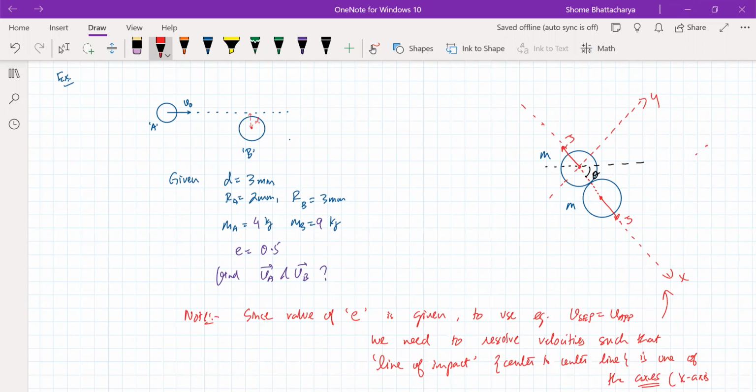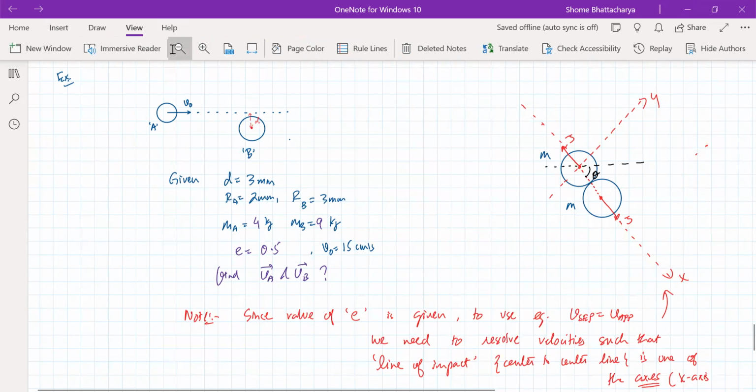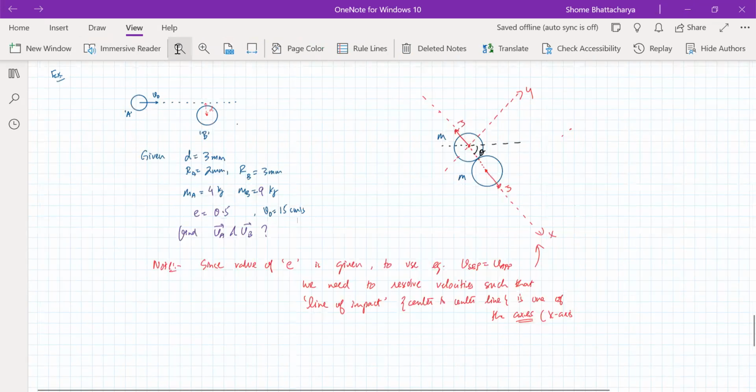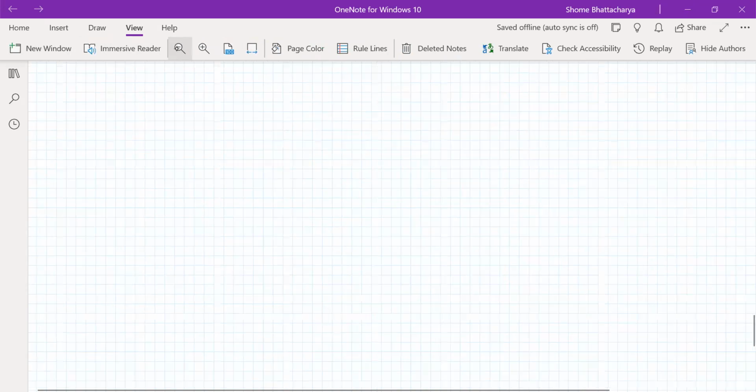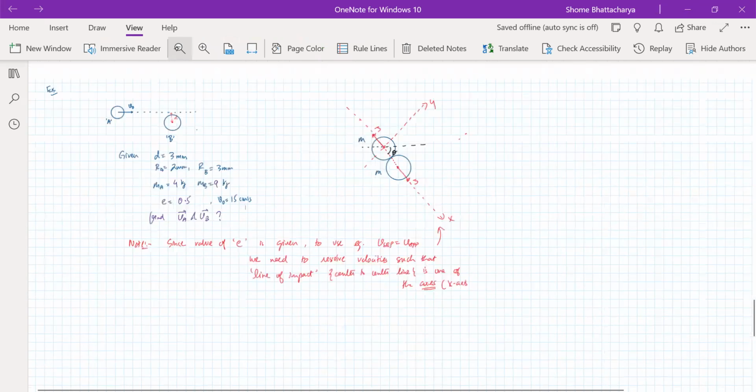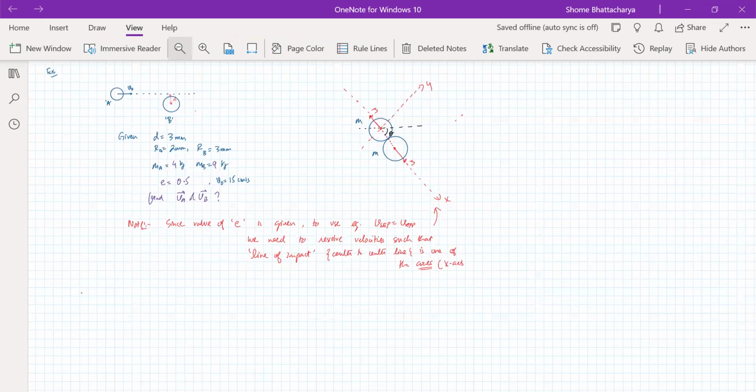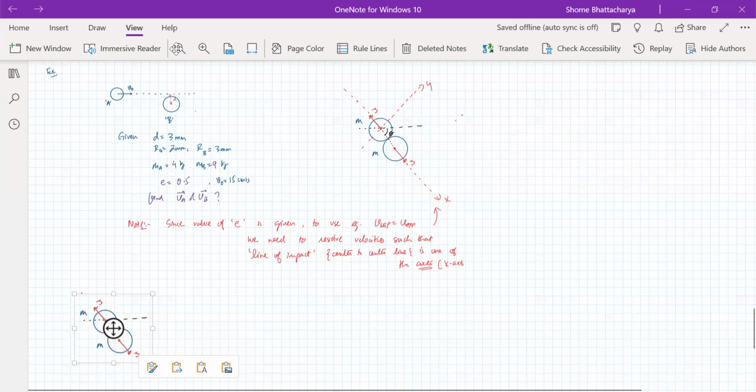So we have to take the same V0 as the previous problem, right? Numerically, you can take that same value, V0 as 15 centimeters per second. But notice that D is different. D was 4 millimeters there, it is 3 millimeters here. So make sure you adjust that. So now that theta angle will become how much? 37 degrees. Yes, it has become 37 degrees.